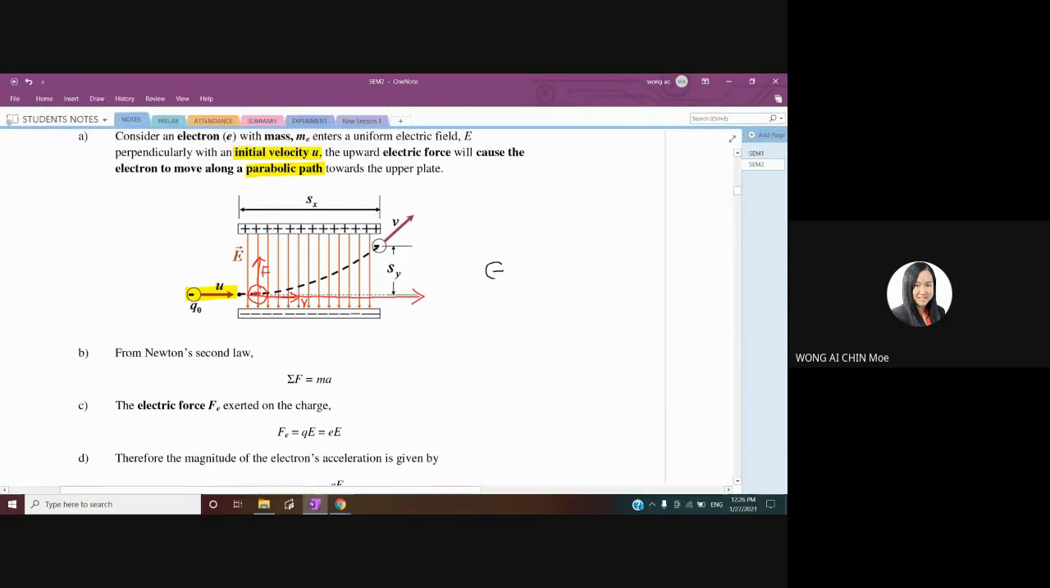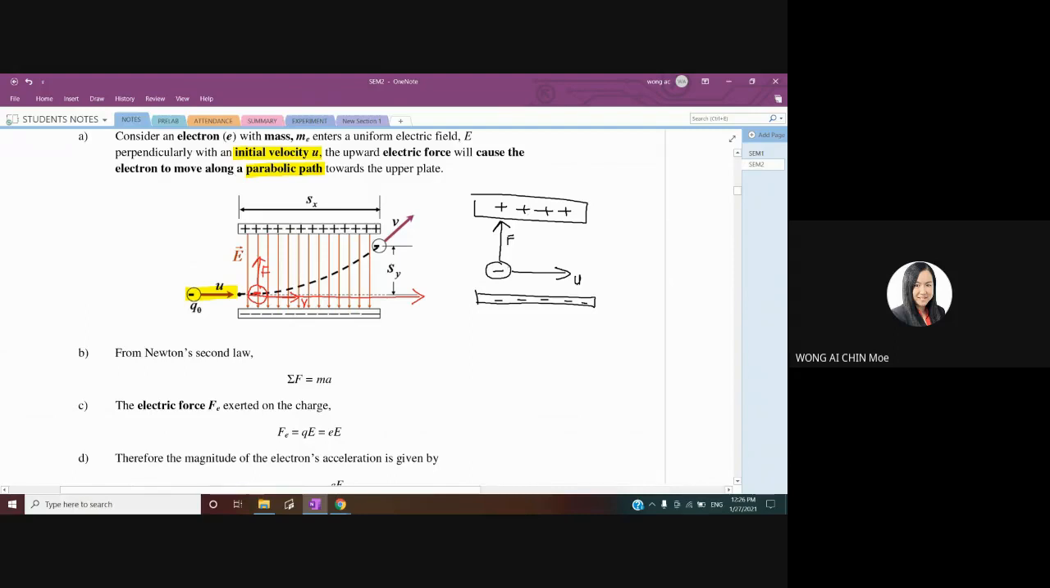Okay, meaning that this electron initially will move with an initial velocity u. But when it enters the parallel plate, it will experience an electrostatic force, meaning that this negative charge will be pulled to the positive plate, because this is a negative charge.